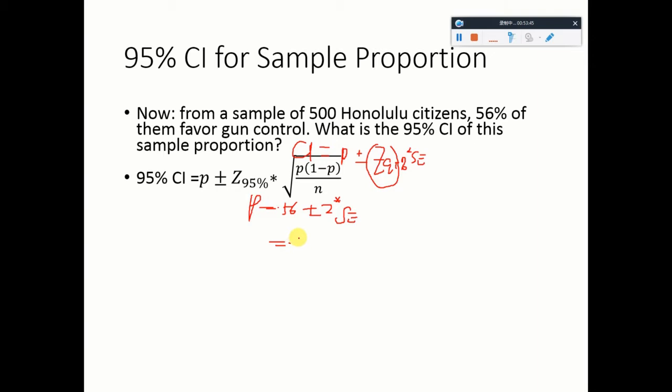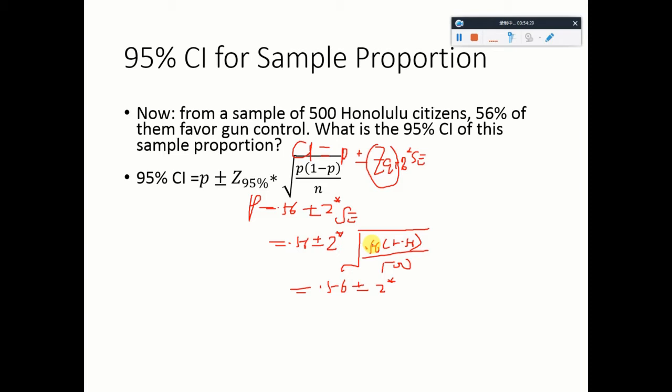So this will be 0.56 plus minus 2 times the square root of 0.56 times 1 minus 0.56 divided by the sample size, 500. Okay? And this will equal 0.56 plus minus 2 times... So if we do the calculation for this square root thing here, let us do this together.